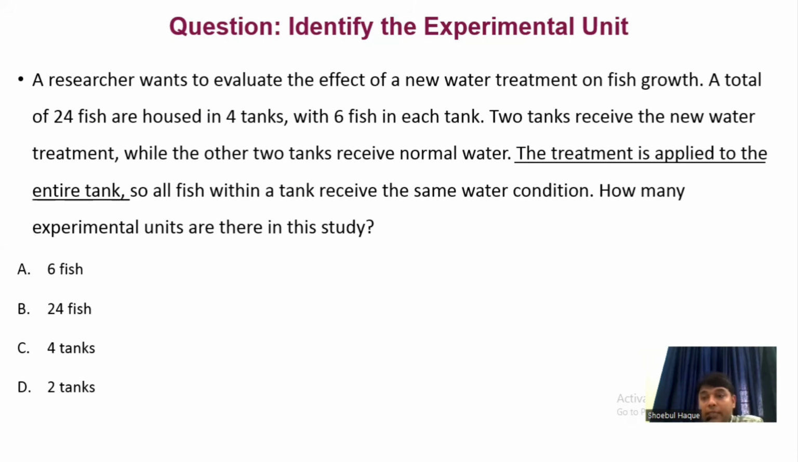So, the main line here is the treatment is applied to the entire tank, not to the fish. So, here the experimental unit must be tank, not the fish. So, how many tanks are there? There are 4 tanks, and in this case, the correct answer is C. 4 tanks as an experimental unit.